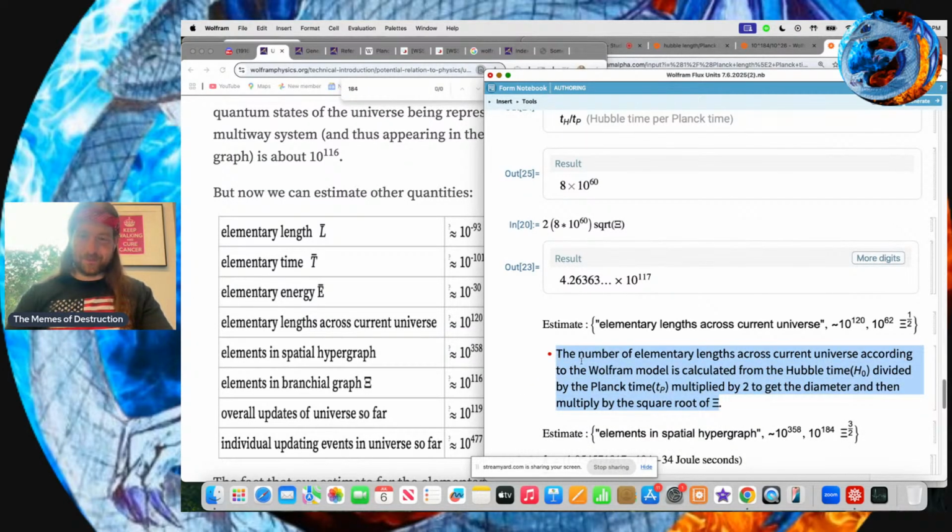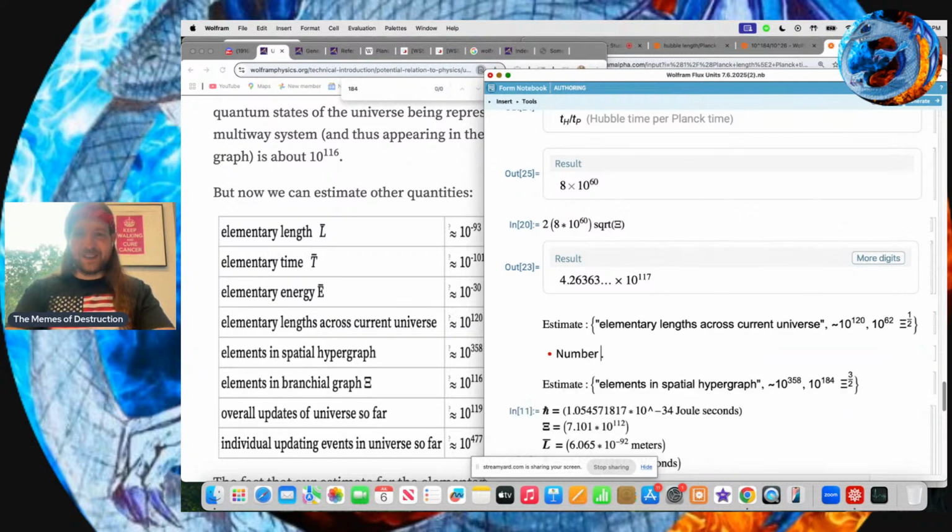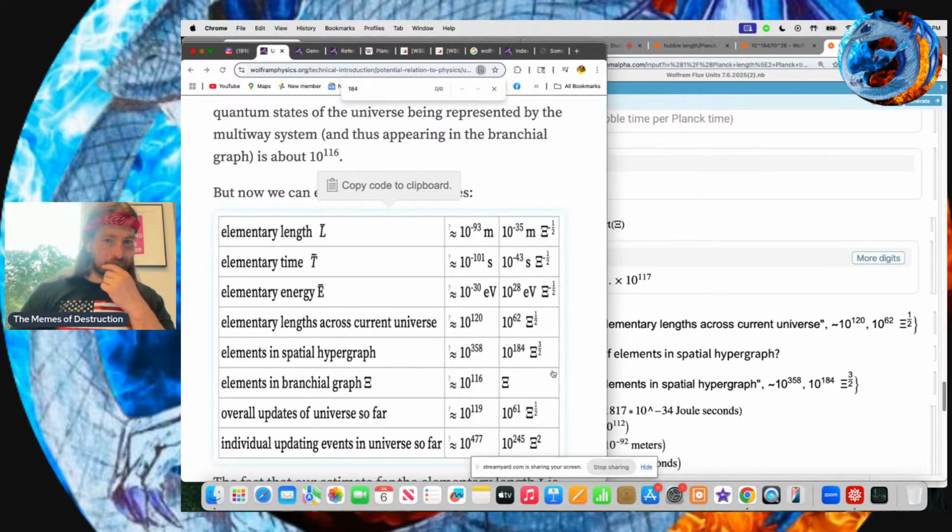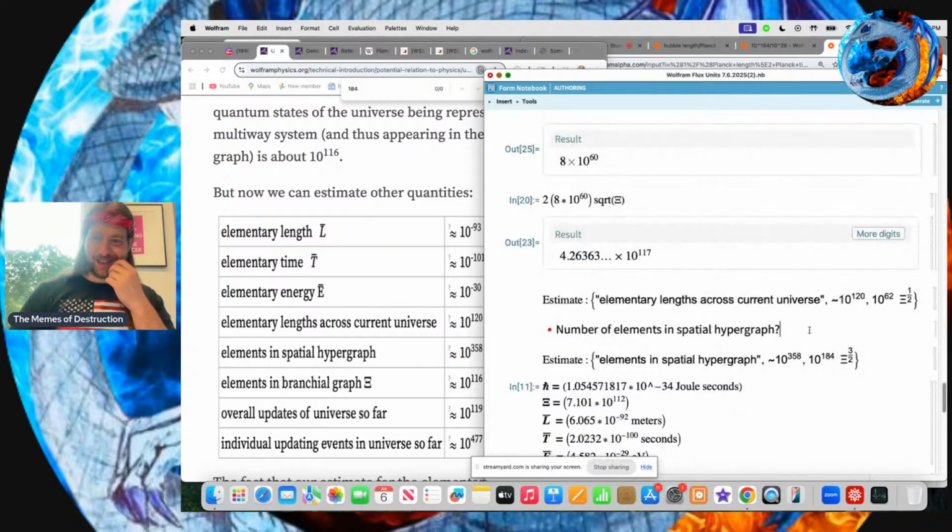Alright. Of elements. Spatial hypergraph. A lot of these things are talking about the causal graph, so, okay, causal, branchial. No, we're using the branchial thing to kind of weave things together.